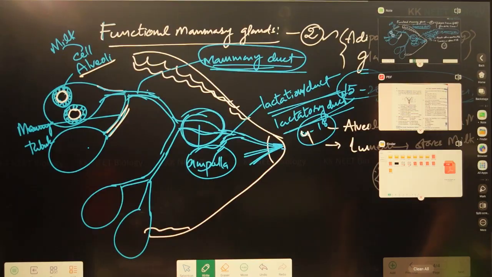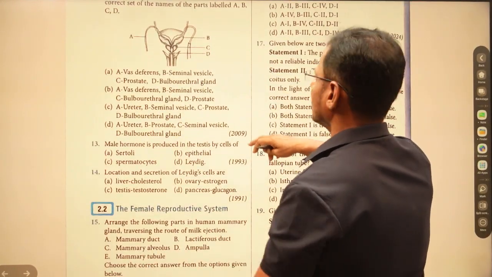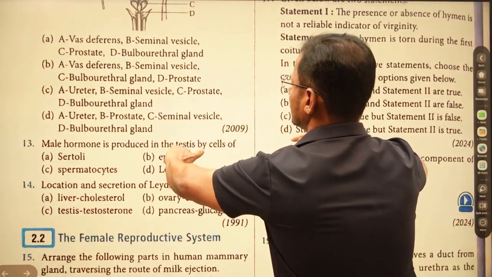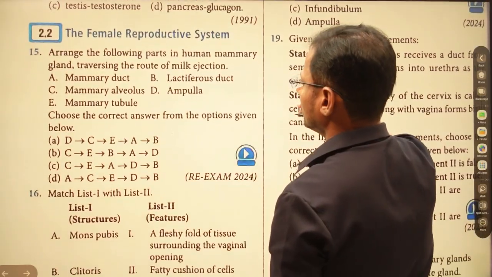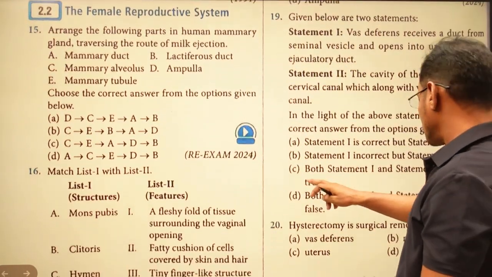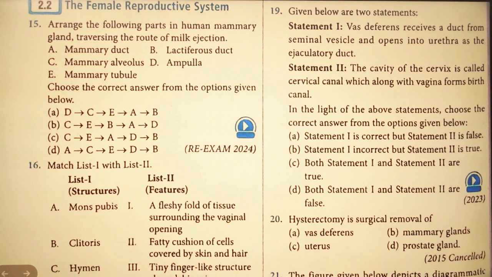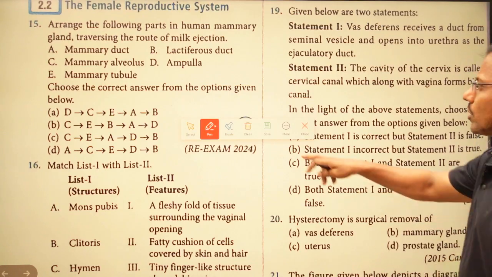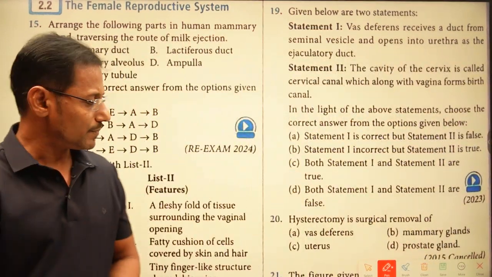Let us discuss. Very simple questions were asked. In the last session, we discussed the previous questions which were asked from the male reproductive system. Now we are going to see the female reproductive system. Now we'll see what kind of questions, and up to what extent our lecture is useful to solve these questions.